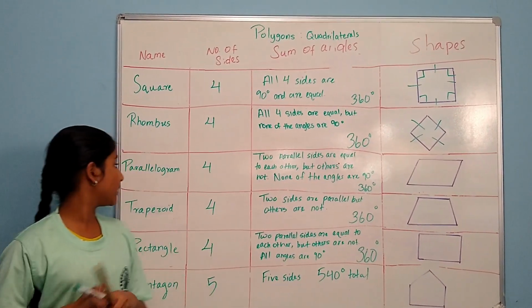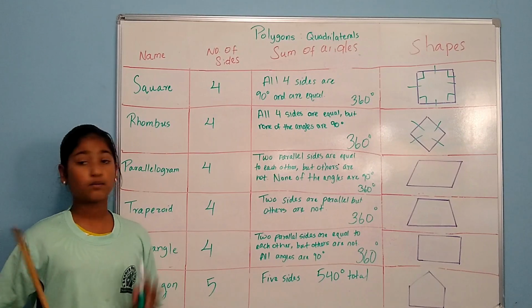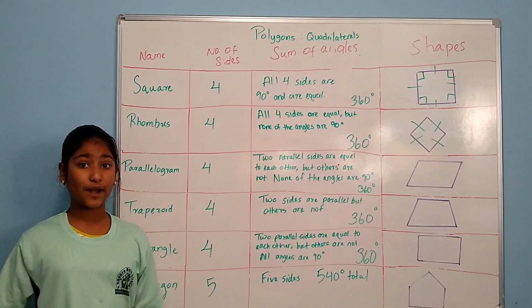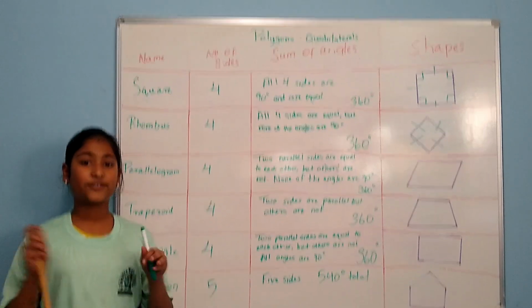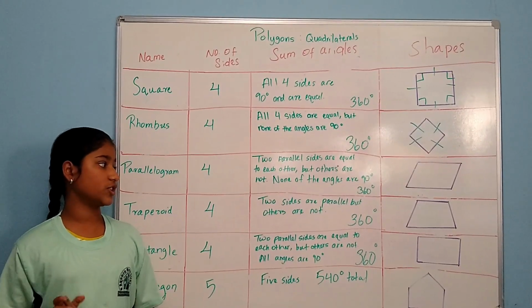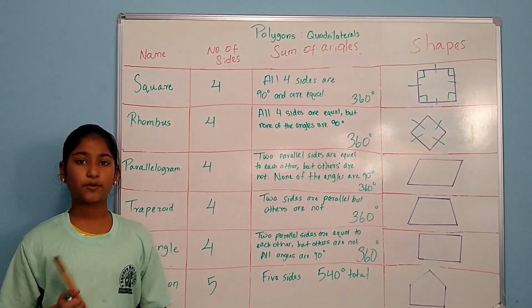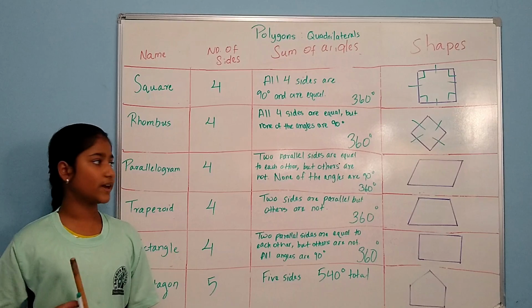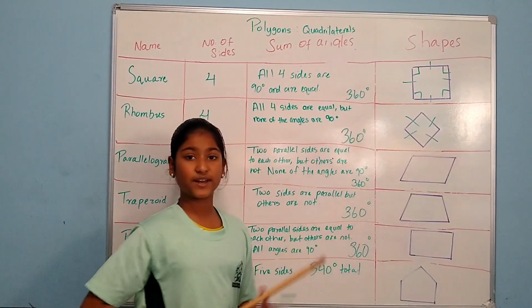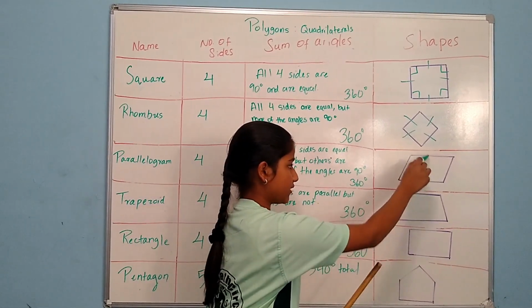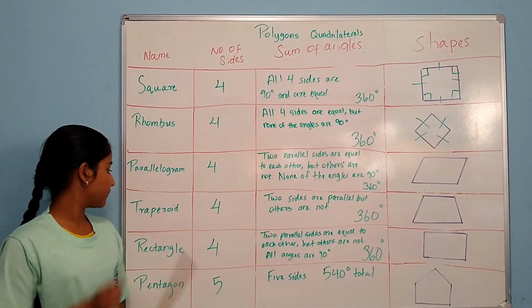Let's look at the third one, parallelograms. Parallelograms also have 4 sides, and parallelogram basically has the word parallel in it, and that shows that 2 parallel sides are equal to each other, but the other ones are not equal to each other. Also, none of the angles are equal to 90 degrees, and the total of the angles is equal to 360 degrees. As you can see here, none of the angles are equal to 90 degrees, but these 2 are parallel to each other, and these 2 are parallel to each other. Let's look at the fourth one, a trapezoid.